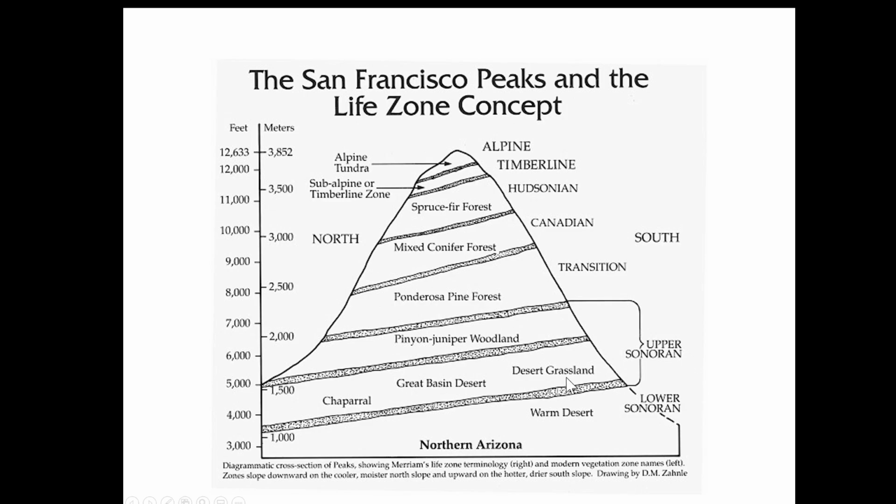Pinyon juniper woodland, desert grassland, and Merriam went on down into the lowlands and the Sonoran Desert. And what he was able to come up with is these distributions based on plant species that changed. Sometimes it was a very minimal change. Sometimes it was very dramatic.